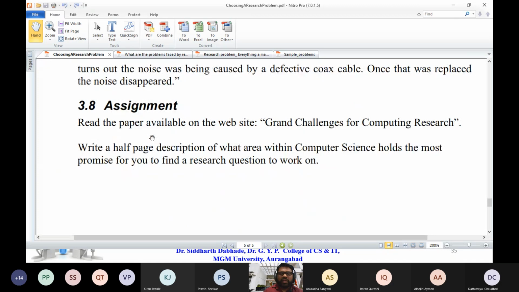Read the paper available on the website, Grand Challenges in Computing Research. Just take a snapshot. I will take it and paste it into your Teams.